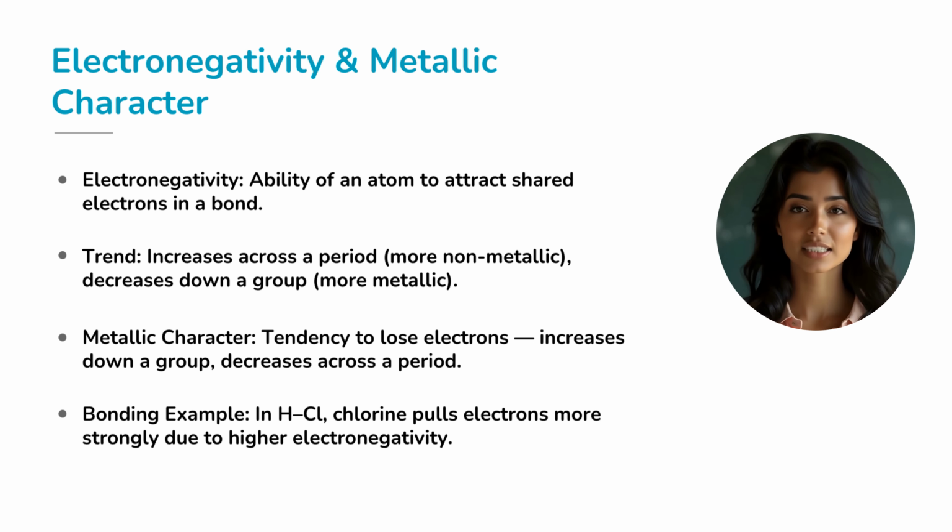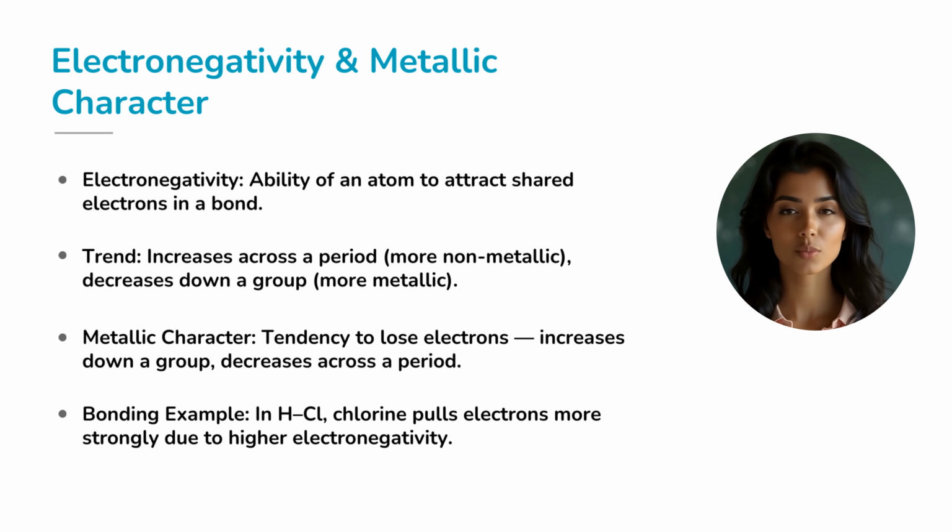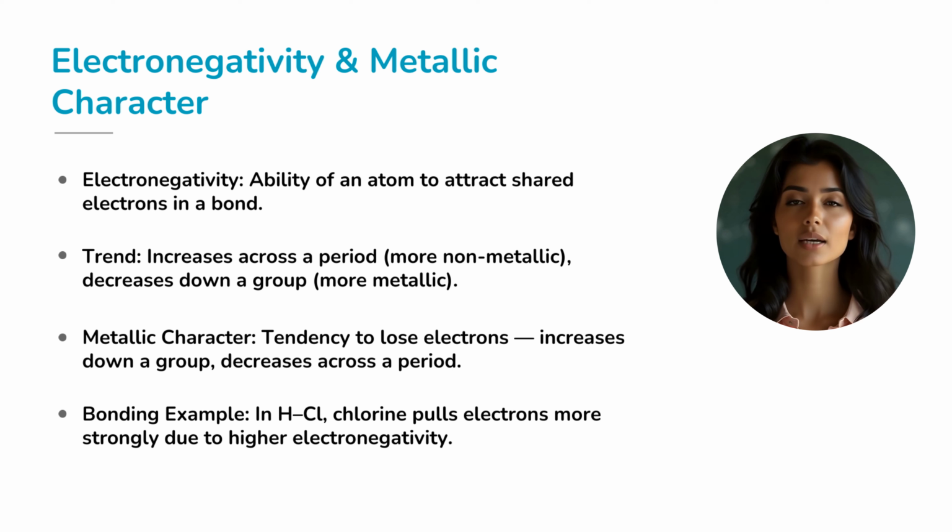Metallic character is the tendency of an atom to lose electrons and behave like a metal. It follows the opposite trend: it increases down a group and decreases across a period. That's why sodium is metallic, while chlorine is non-metallic, even though they're in the same period.